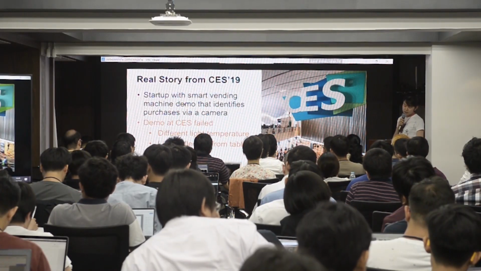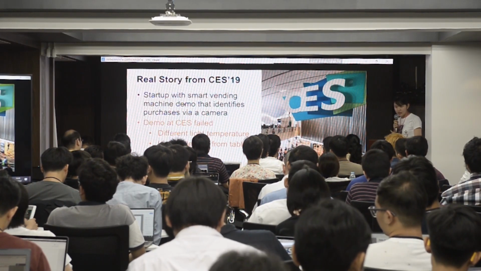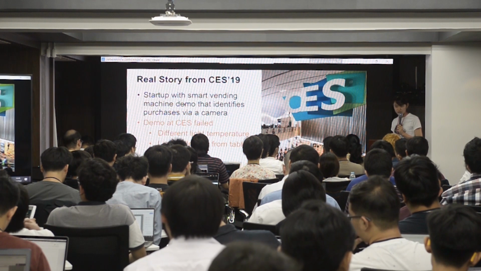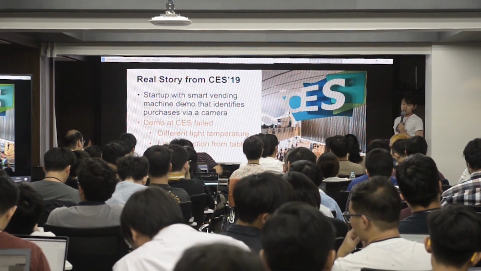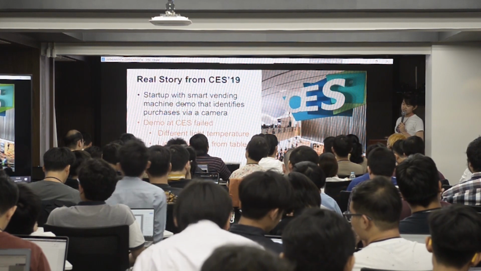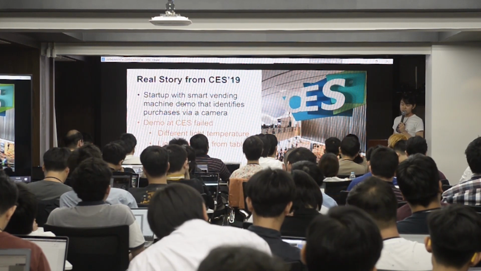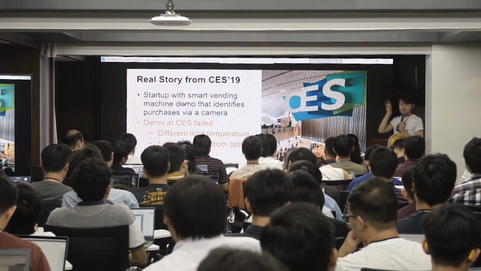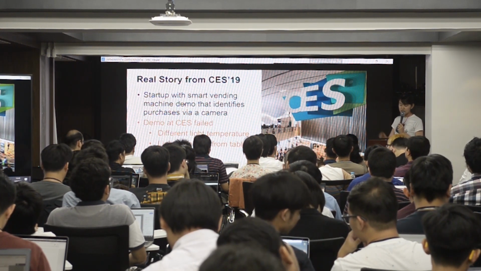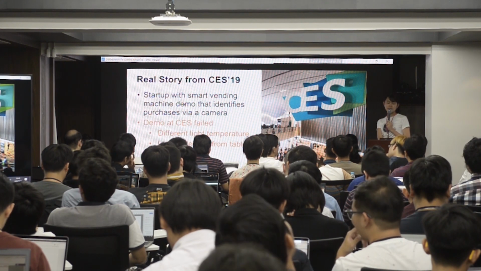The demo at CES failed. The reason it failed is that there was a different light temperature compared with their training data. And also maybe the demo table was too shiny. There was reflection on those objects, and the camera could not distinguish the reflection from the real object. So it failed. And what is the fix?